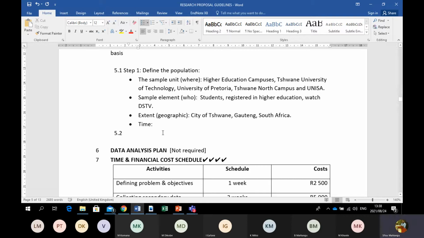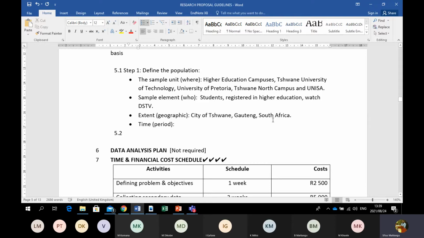So when will the data be collected? Here you try by all means to give it at least 3 months from the date you are preparing a research proposal. And you must indicate that date in the form of a period showing how long it will take you to collect data. So once again, 3 months is a minimum.